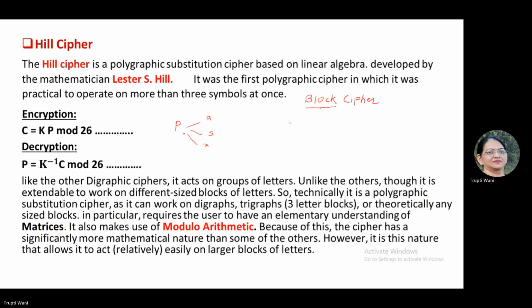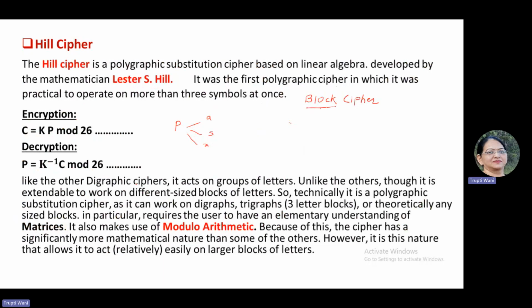So depending on the key size, it converts that many letters, called a block, into the ciphertext at once. The formula used for encryption is C equal to K into P mod 26. K is the key, P is the plain text, mod 26, and this is the formula for encryption. Decryption is the reverse of the encryption process, so P equals K inverse C mod 26, where C is the ciphertext. So we are getting the plain text back by using K inverse C mod 26.